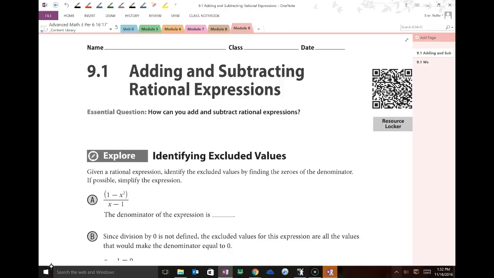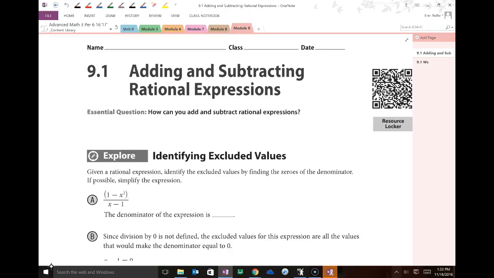Okay, so we did 8.1 and we did 8.2, and that's all of Module 8. There's only 2 sections in it. Module 8 is all about graphing rational equations. Okay, so now we're moving into Module 9, which is now simplifying rational expressions.